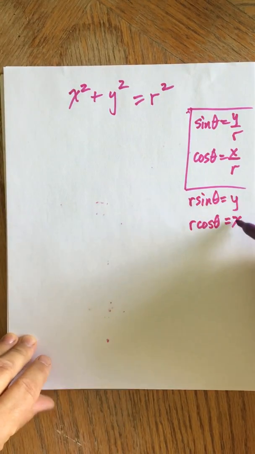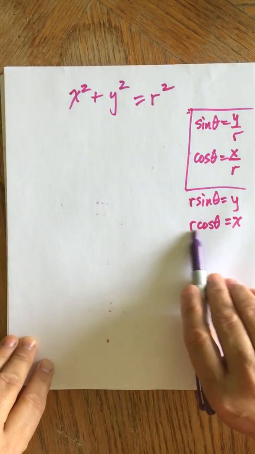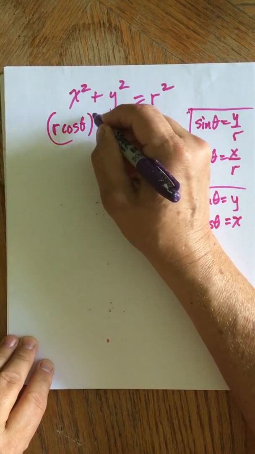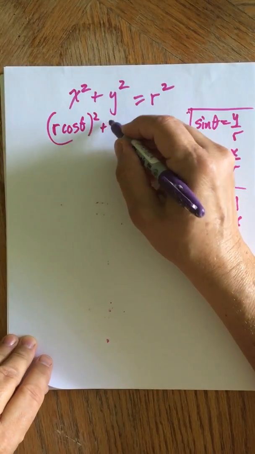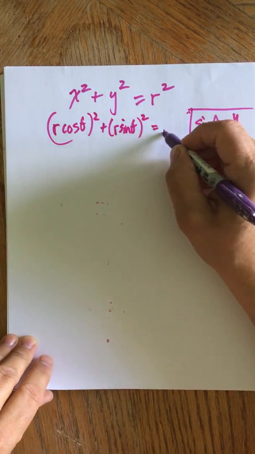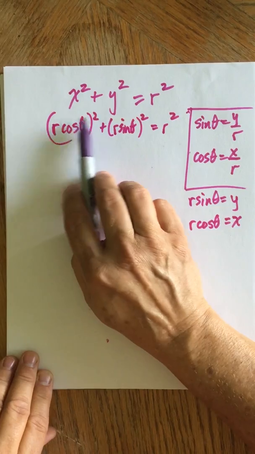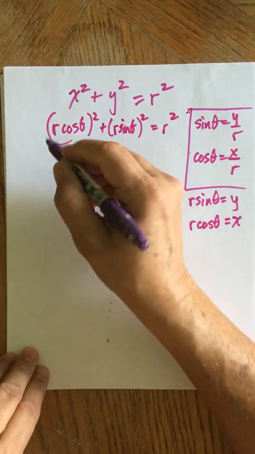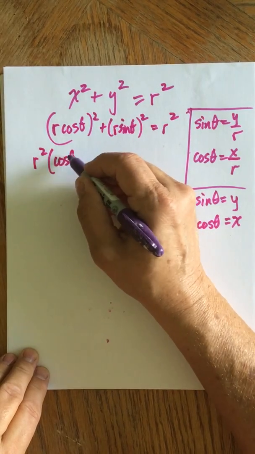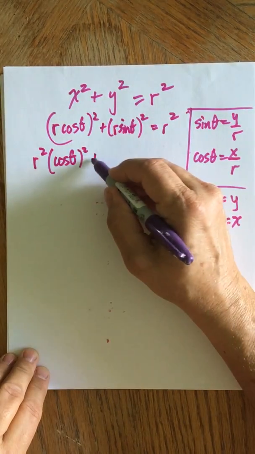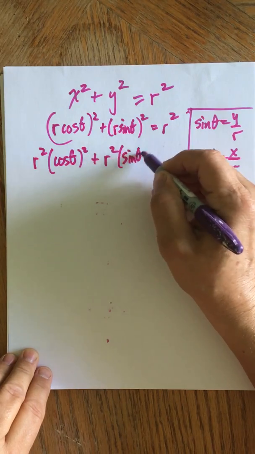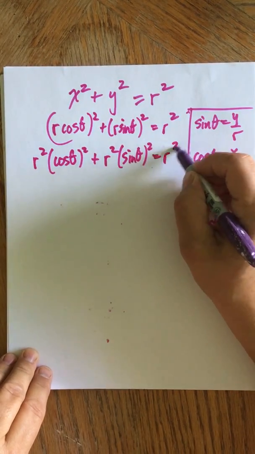And now I'm going to plug these in here. So with the x, I'm going to have r cosine theta, all of that squared, plus r sine theta, all of that squared, is equal to r squared. The square applies to both the r and the cosine theta, so I'll have r squared cosine theta quantity squared, then r squared times sine theta squared, equals r squared.